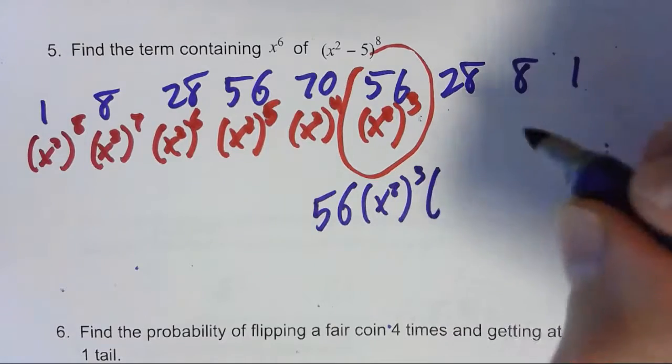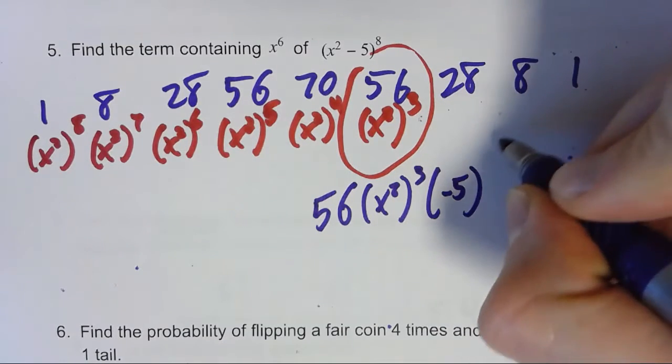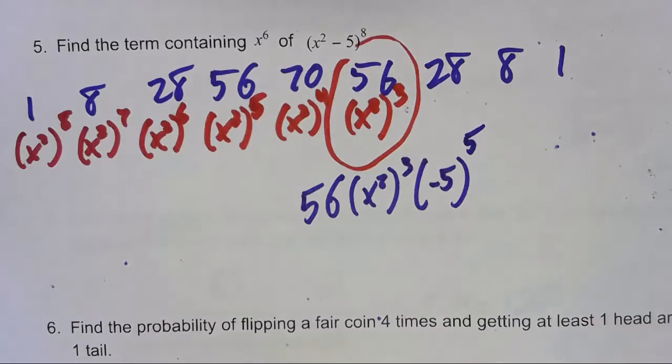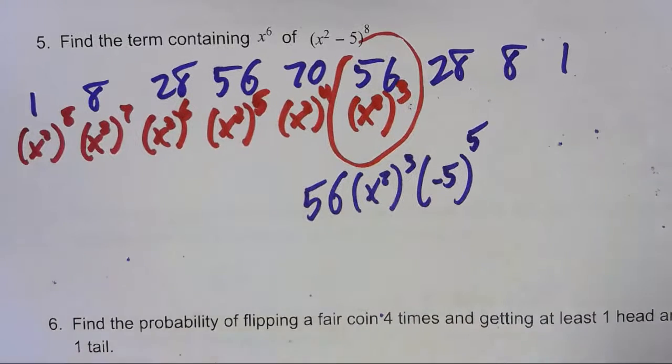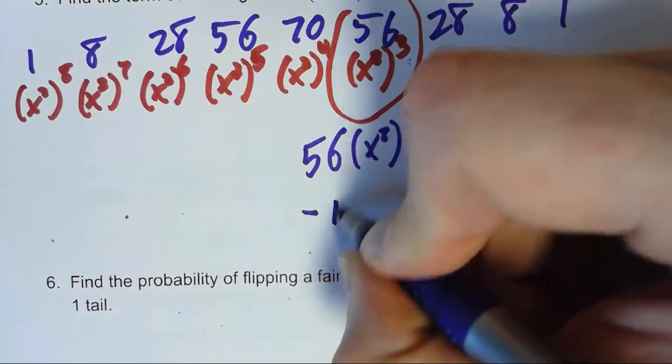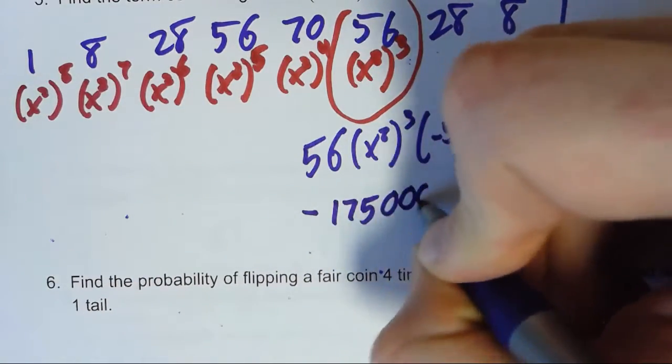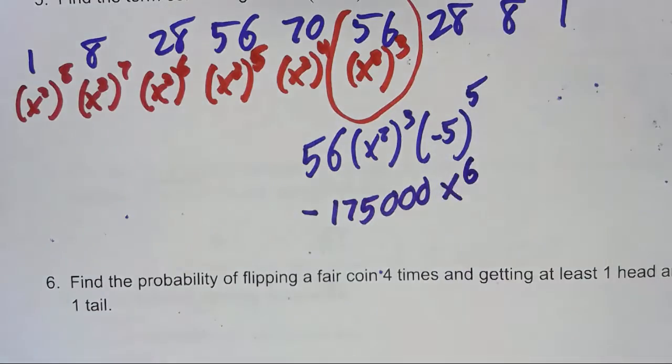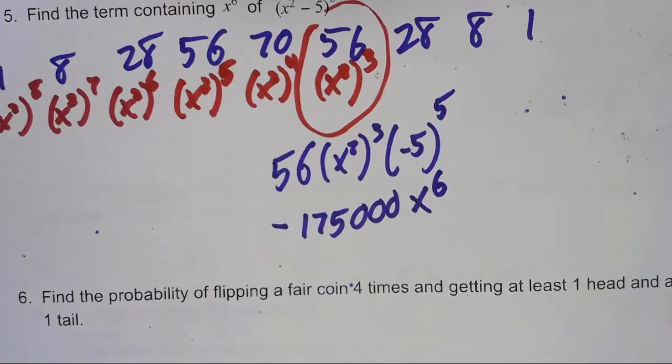But there's the other part. There's negative 5 to the 5th. And so we still have to figure out, well, what is 56 times negative 5 raised to the 5th power? That's our coefficient. And so our answer is negative 175,000 x to the 6th. That is the term here.